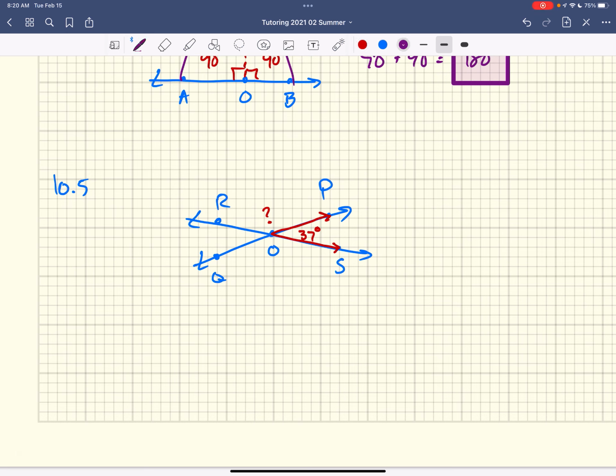Well, take a moment. I want you to work on this one in your notebooks on your own. I bet you can figure this out. So I'm just going to pause here for maybe 30 seconds.